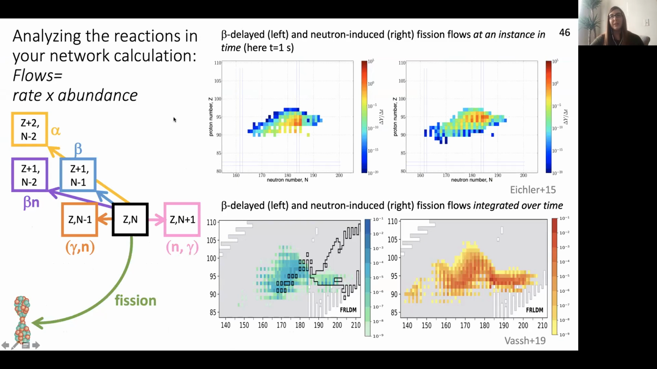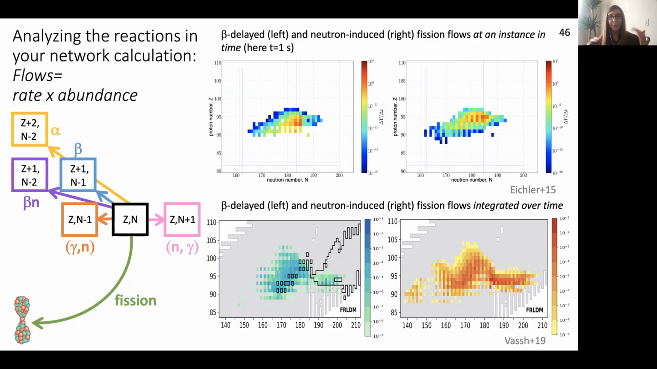Okay, so something that's really useful to be able to do is evaluate something called flows. Say that you want to understand what's going on within your nucleosynthesis calculation. You have all sorts of reactions that could be occurring for an individual species and all sorts of decays at a given point in time. So at a given point in time, Zn could capture a neutron, or it could photodissociate, or it could beta decay, or it could beta delayed neutron emit, or it could alpha decay, or it could fission.